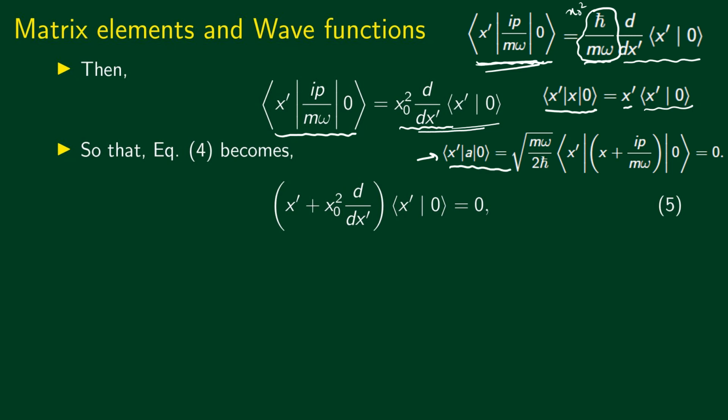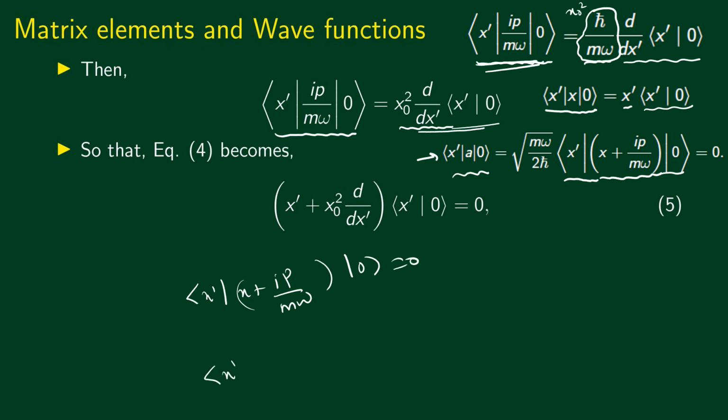This is the equation that we started with. Bra x prime a acting on ket 0 is equal to the square root of m omega divided by 2 h bar, bra x prime x plus ip divided by m omega ket 0, equal to 0. Now since the square root of m omega divided by 2 h bar is not 0, we must have bra x prime x plus ip divided by m omega acting on ket 0 equal to 0. We can split this: bra x prime x acting on 0 plus bra x prime ip divided by m omega acting on 0 is equal to 0.